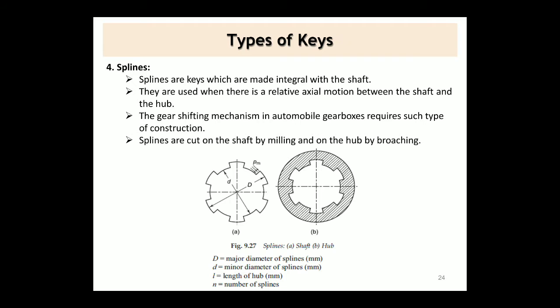Basically, splines are keys which are made integral with the shaft. They are used when there is a relative axial motion between the shaft and the hub. Spline shafts may have a number of keyways of equal size cut in their materials. Spline shafts are used where, in addition to transmitting heavy torque, axial sliding motion is also to be permitted. The hubs are made with a corresponding number of key seats.